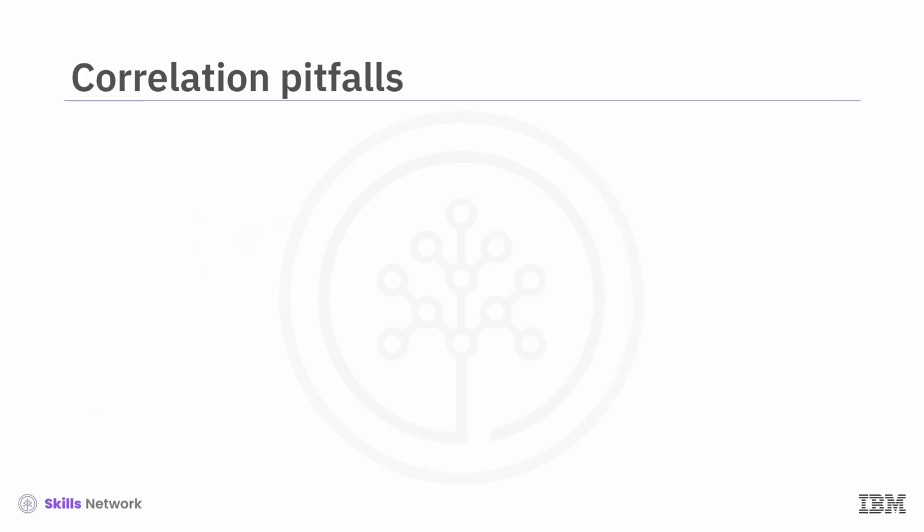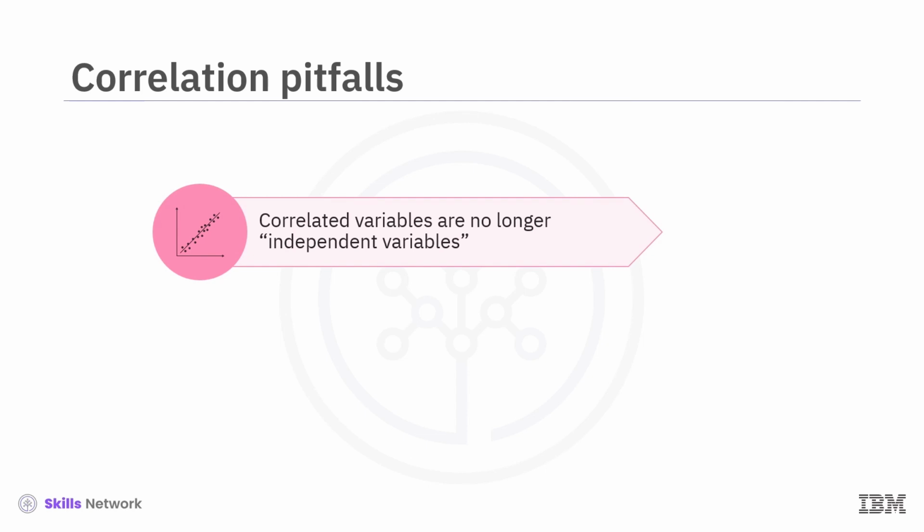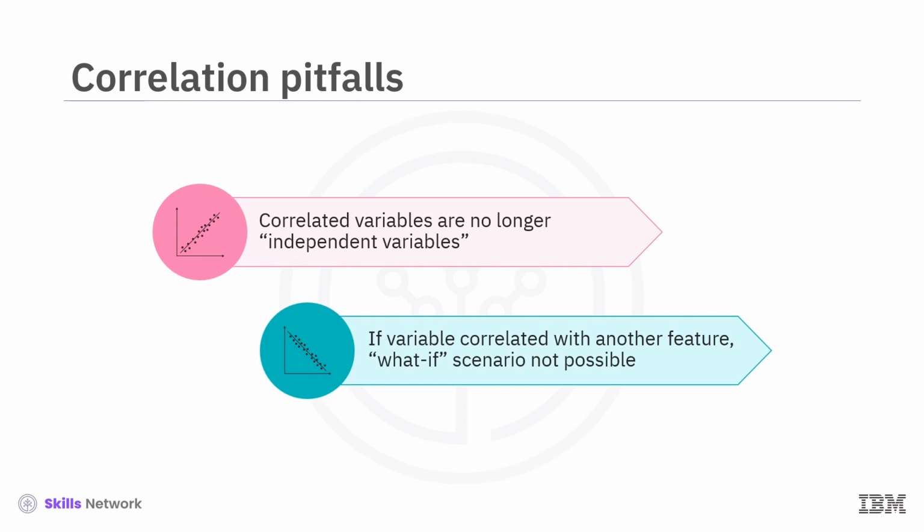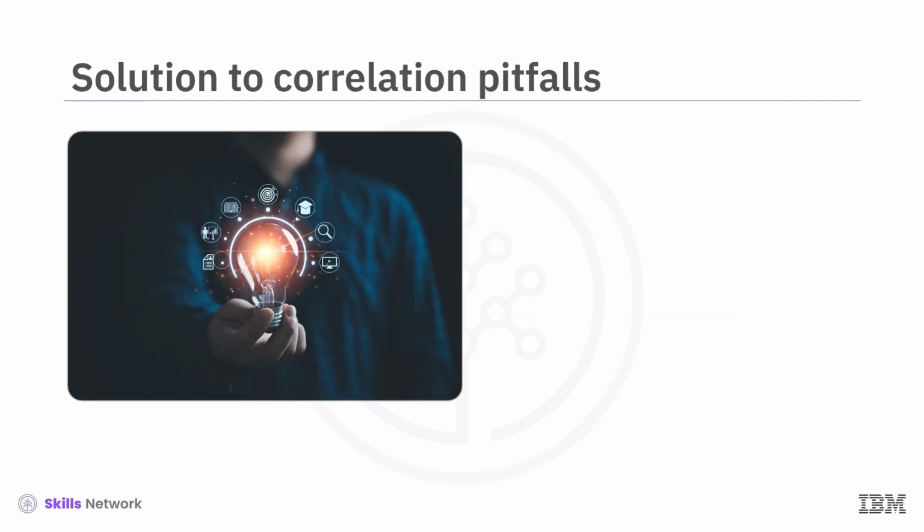When two variables are correlated, they are no longer independent variables because they are predictors of each other. They are collinear. You can perform a what-if scenario with a linear regression model by changing a single variable while holding all other variables constant. However, if the variable is correlated with another feature, then this is not feasible because the other variable must also change realistically. The solution for avoiding pitfalls from correlated variables is to remove any redundant variables from the regression analyses.